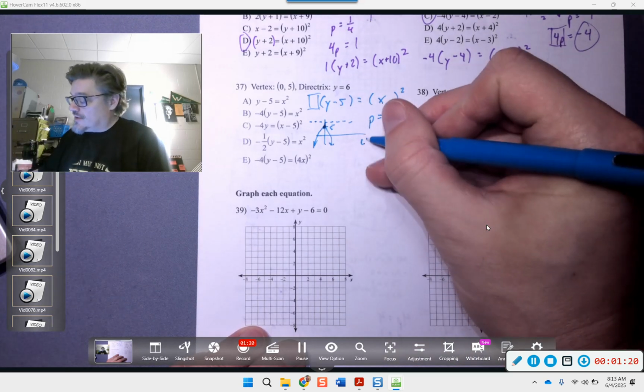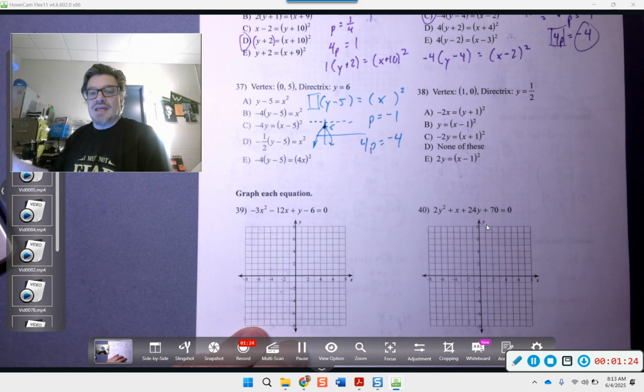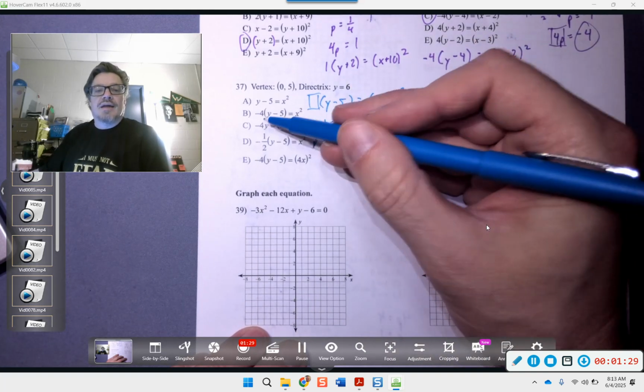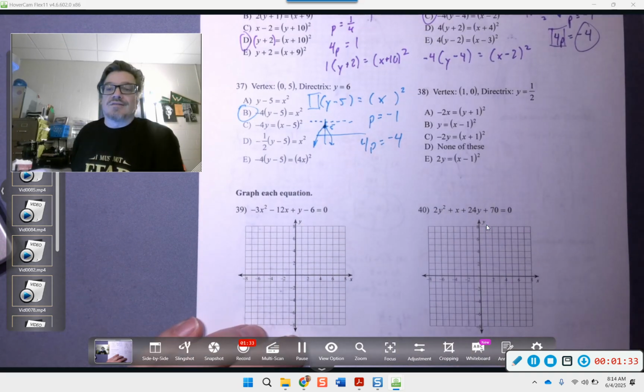And so now we just have to multiply both sides by 4 so that we can see what the 4p has to equal. And between the two here, it's going to be that negative 4 in front of the y minus 5 parentheses.